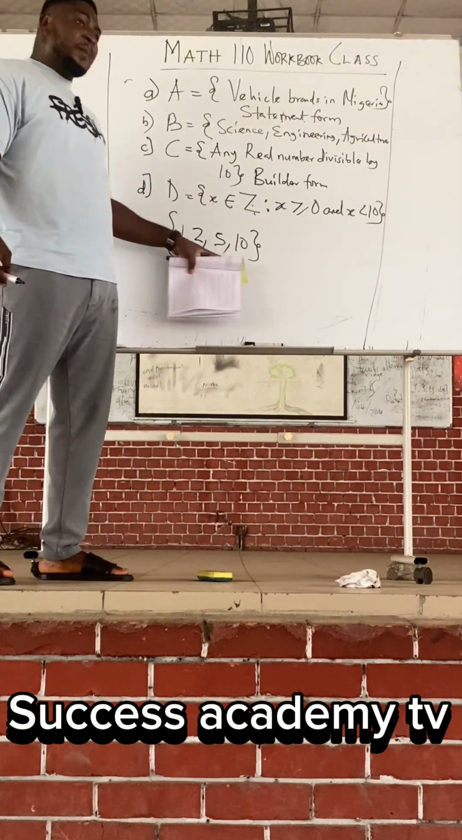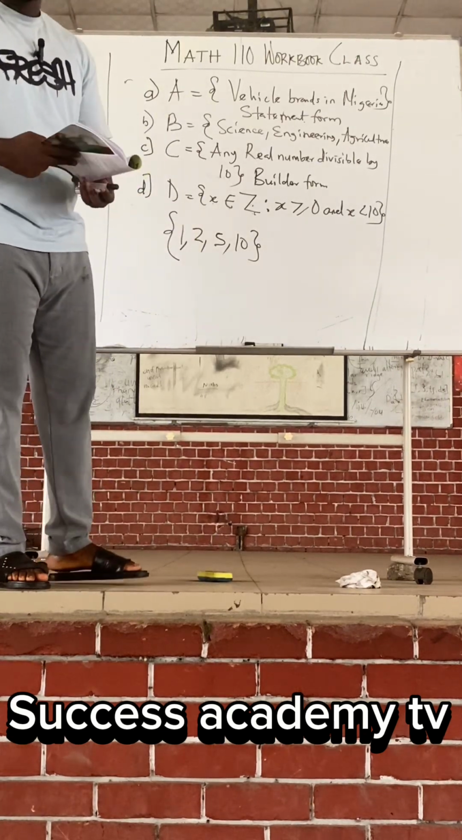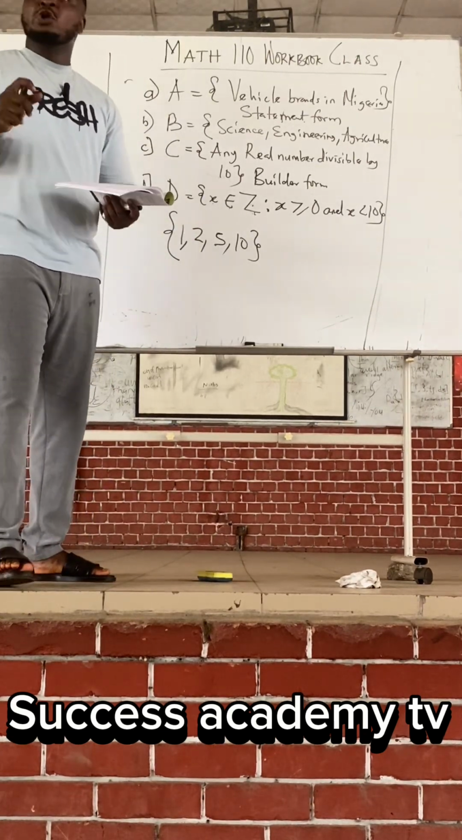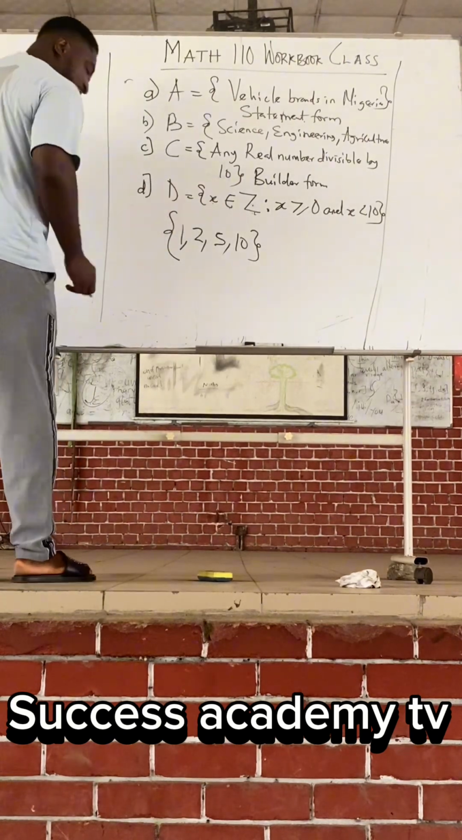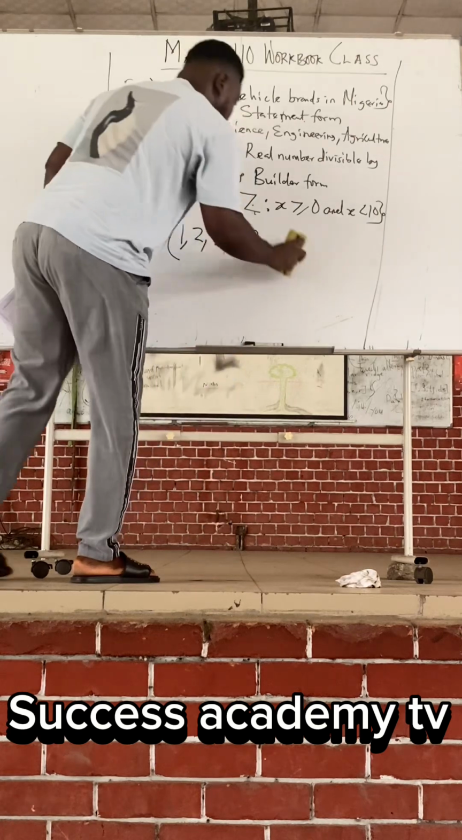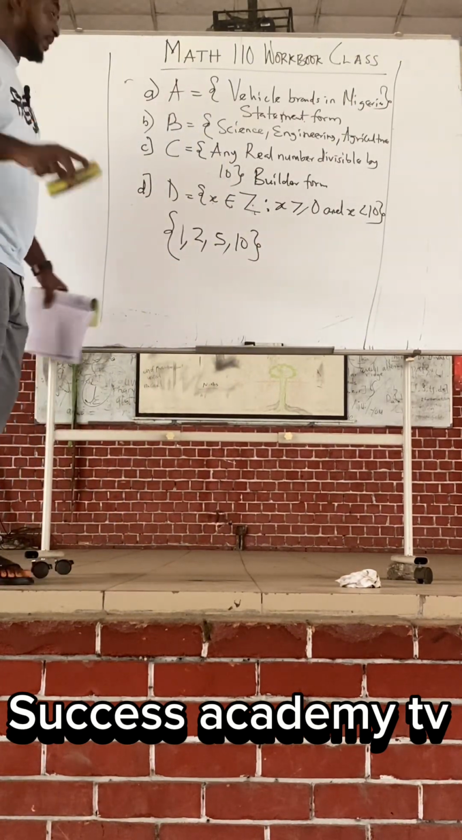All these numbers are divisible by what? 10. Any real number divisible by 10 means leaving no remainder. Leaving no remainder. Now, let's look at set D. Class, they do not ask us to list out the members. I'm just going ahead to do it.